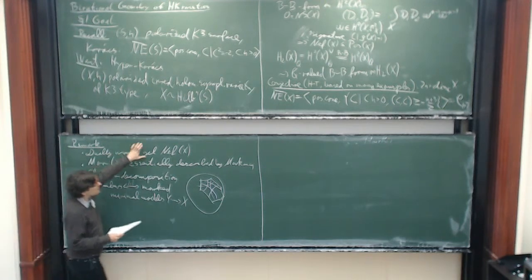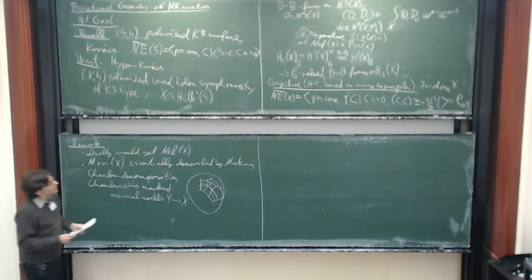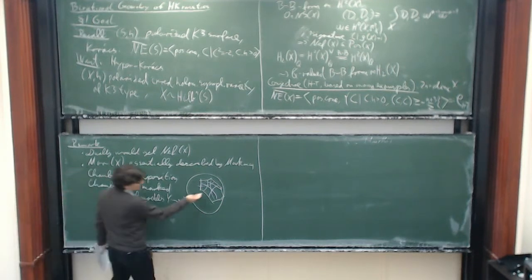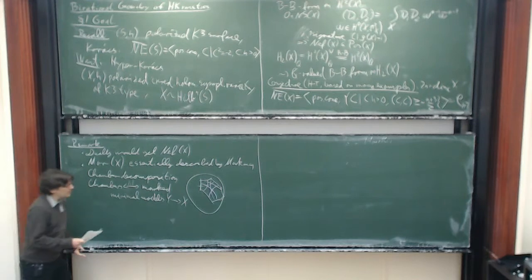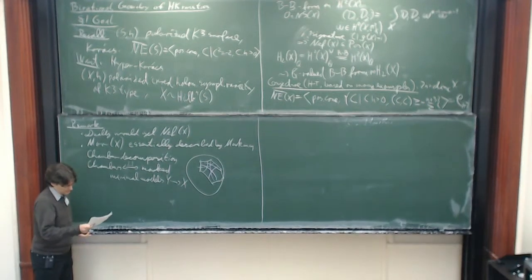Right. So in particular, a result like this would describe this chamber decomposition precisely, and so it would immediately give a list of all birational models of the given variety X.